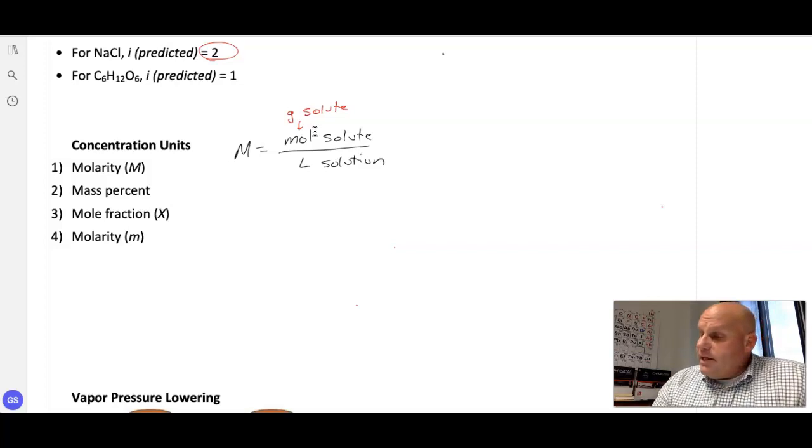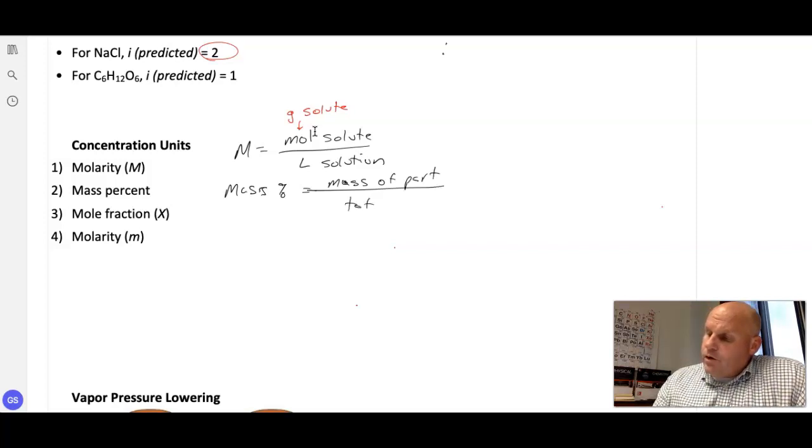Mass percent is exactly how it sounds. Mass percent is part over whole, so it's the mass of the part over total mass. And since it's a percentage, we'll multiply it by 100.